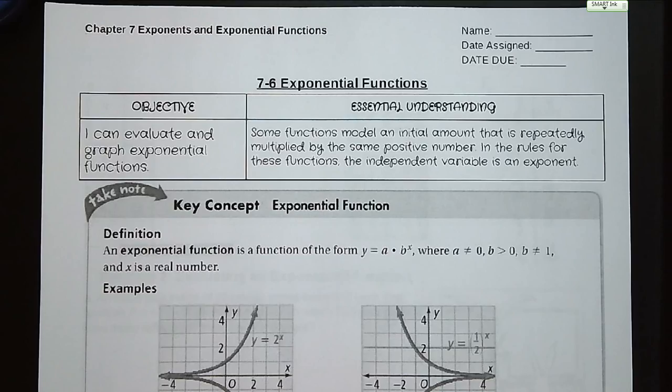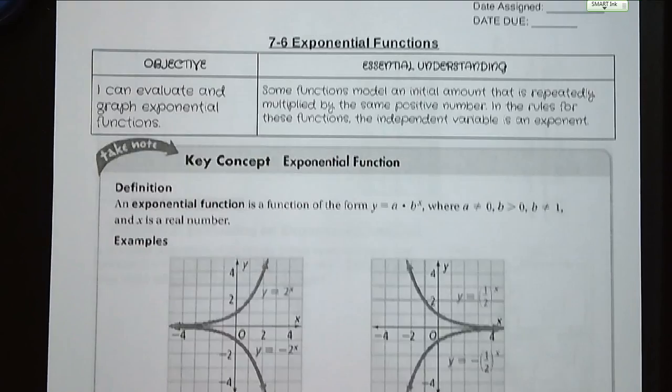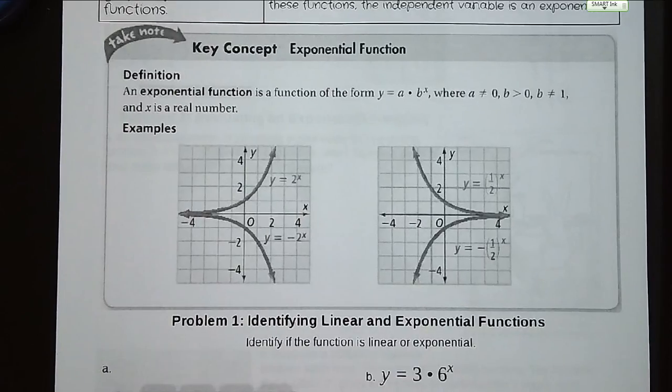In our essential understanding, some functions model an initial amount that is repeatedly multiplied by the same positive number. In the rules for these functions, the independent variable is an exponent. So, we have our key concept here of an exponential function.